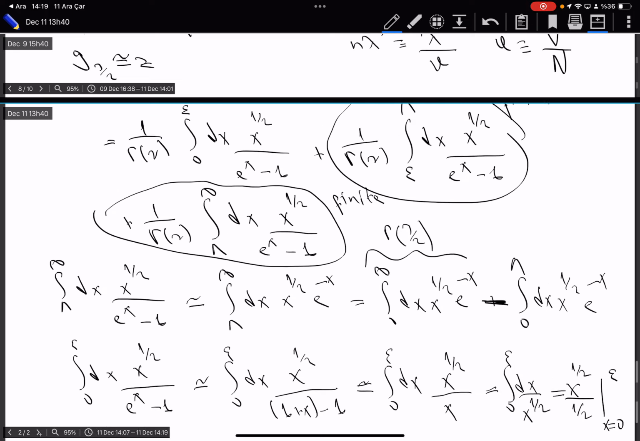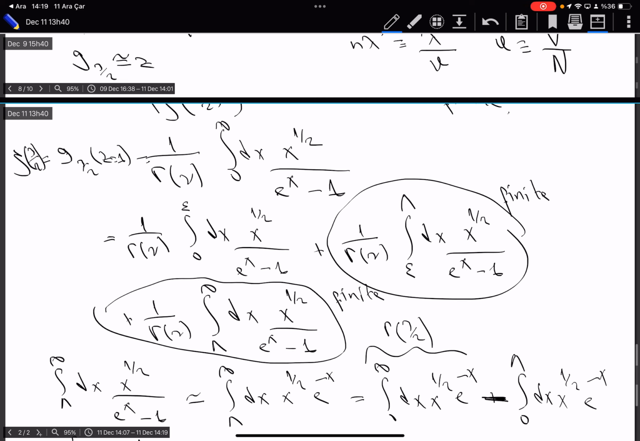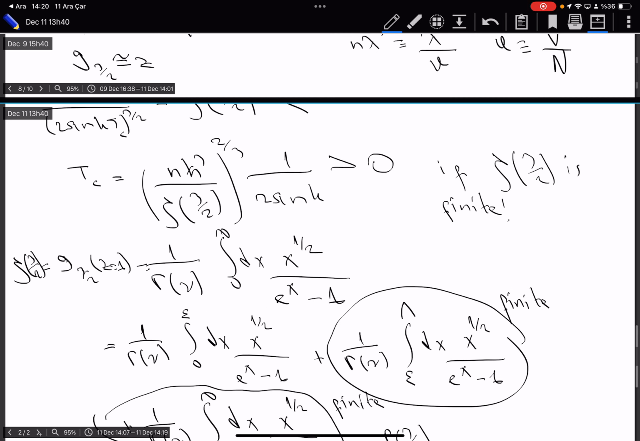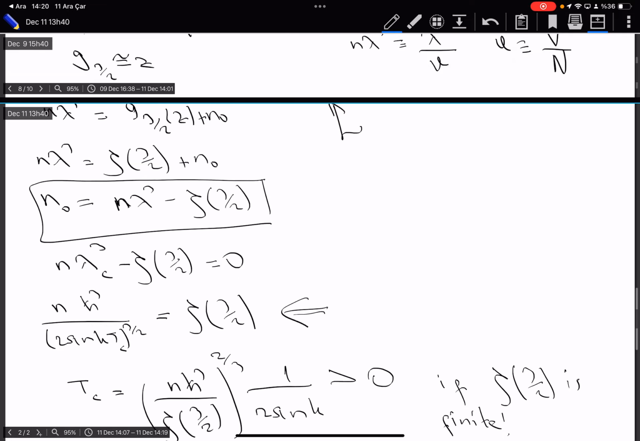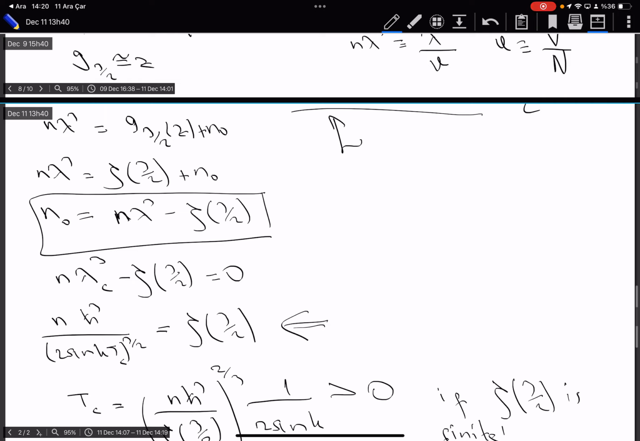So you see that I divided my original integral into 3 parts. One of them was definitely finite. The other 2 could potentially diverge, but in this particular case, they are finite. So everything is finite. My integral is finite. So I have a finite TC, the critical temperature. At this critical temperature, my N0 is 0. This is 0. N lambda cubed at the critical temperature, N lambda cubed minus zeta 3/2, is 0.